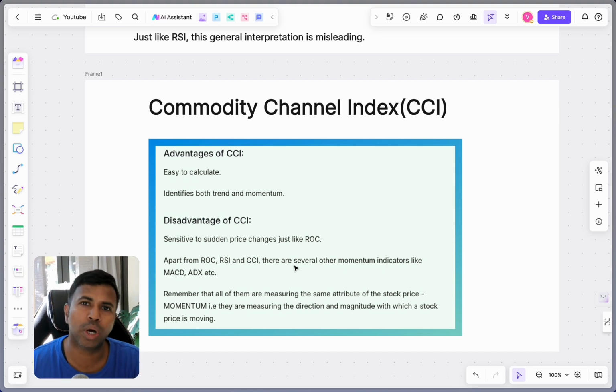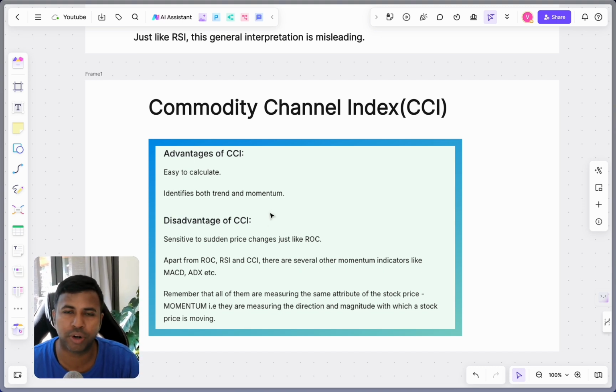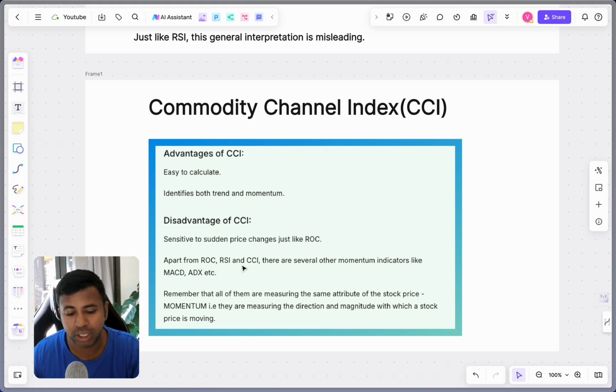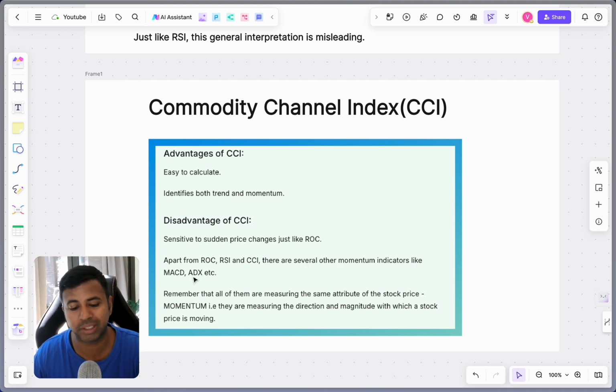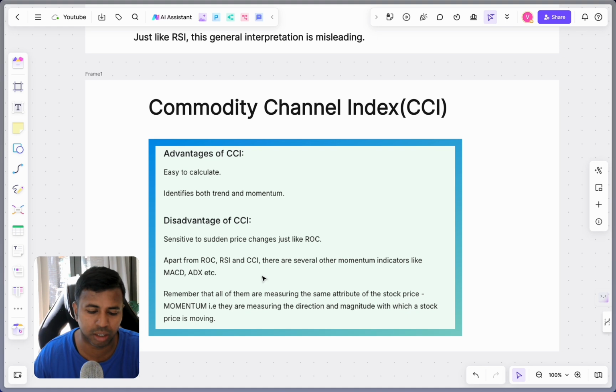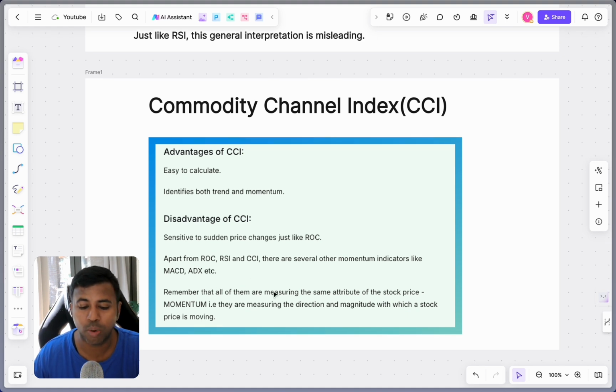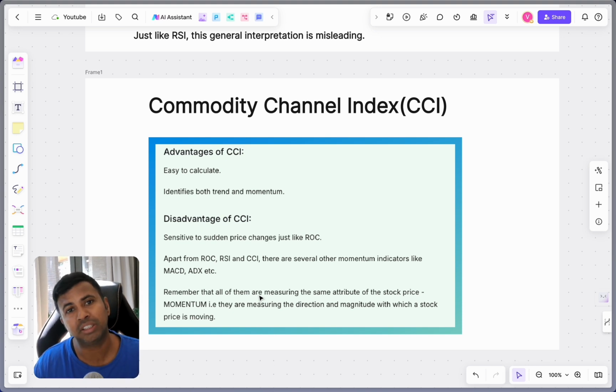So when you are developing a trading system or trading rules based on CCI, it will result in frequent transactions or frequent churn. So to handle that, like I said earlier, you need to have a smoothing to smooth out the values. Now, apart from ROC, RSI and CCI, there are several other momentum indicators like MACD, ADX, average directional index. Now, the important thing to note is that all of them are measuring the same quantity.